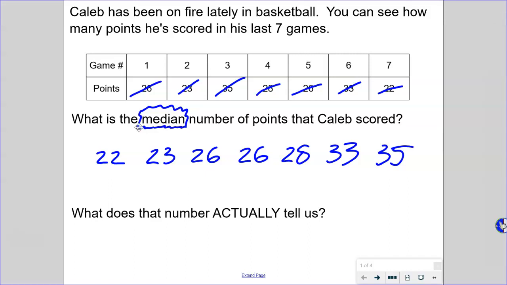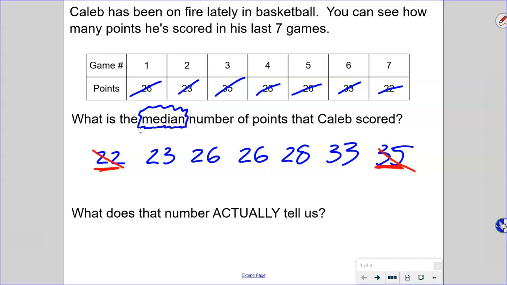So there we go. We've put these numbers in order from least to greatest with the goal now of finding the number that's right in the middle. Now, you can't just eyeball that. So what I mean by that is I'm going to start from the outside and work my way in, eliminating numbers. So I'm going to start by eliminating the minimum and the maximum numbers. So I'm going to get rid of the 22 and the 35.